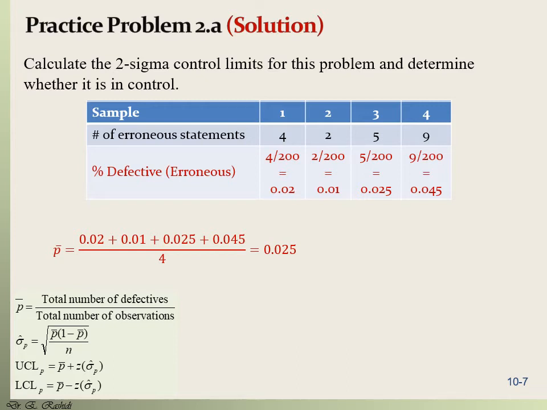That means 2.5% of statements are erroneous. We can also use this to find the estimation of a standard deviation, and that's equal to the square root of P bar, which is 0.025, multiplied by 1 minus 0.025, which is 0.975, divided by 200, the number of statements that we have, and that's equal to 0.011.